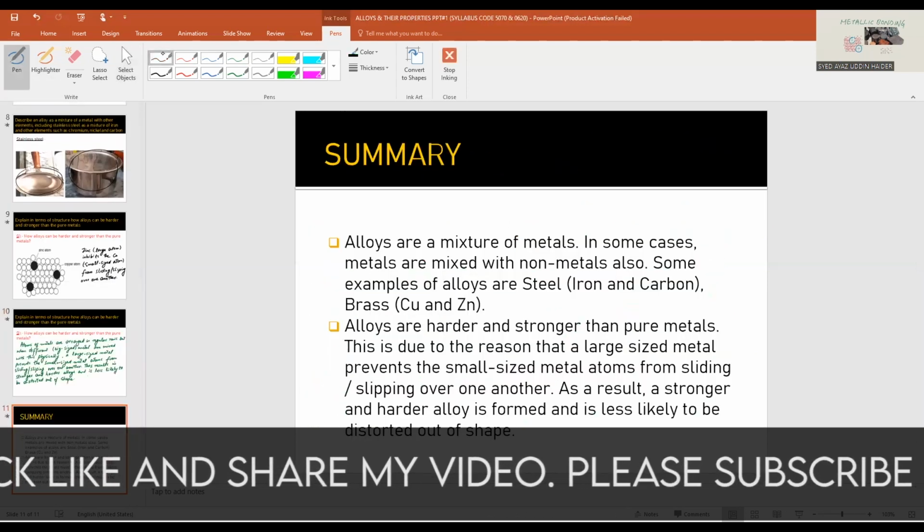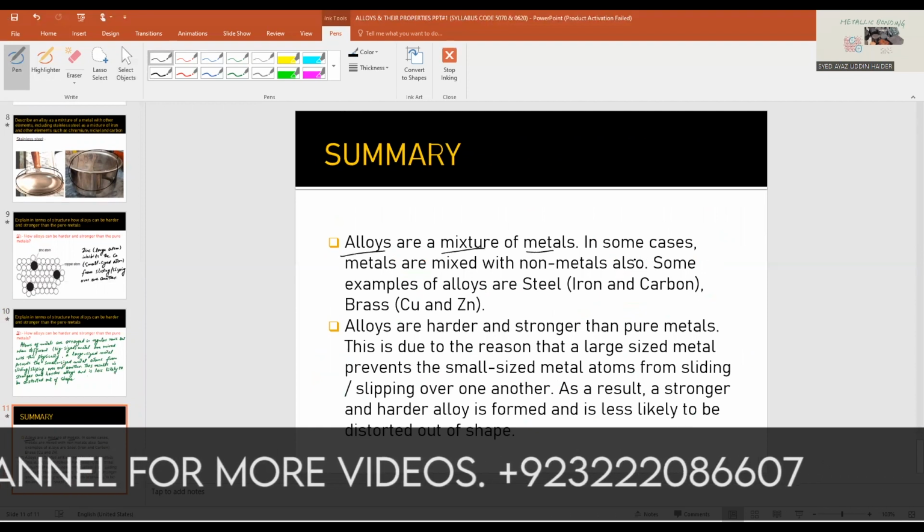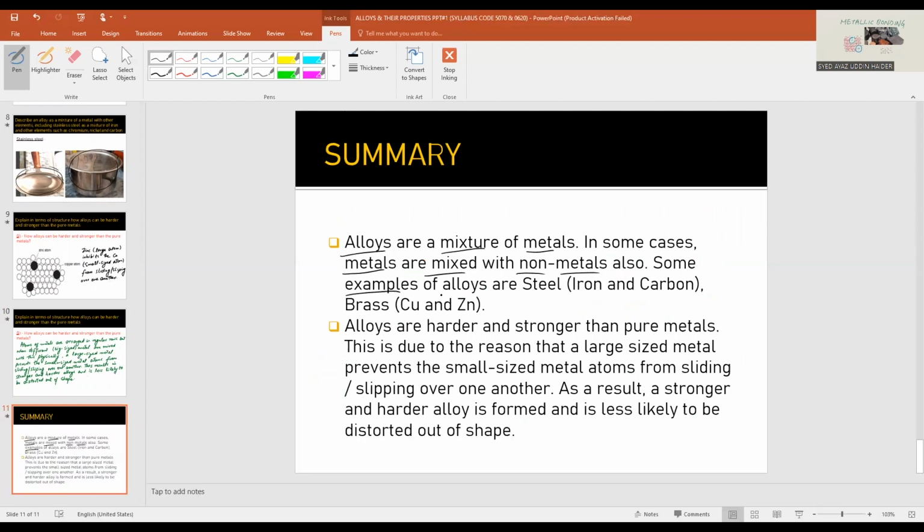Here's a summary of this video lesson. Alloys are a mixture of metals. In some cases, metals are mixed with non-metals also. Some examples of alloys are steel, iron and carbon, brass, copper and zinc. Alloys are harder and stronger than pure metals. This is due to the reason that a large-sized metal prevents the small-sized metal atoms from sliding, slipping over one another. As a result, a stronger and harder alloy is formed and is less likely to be distorted out of shape.